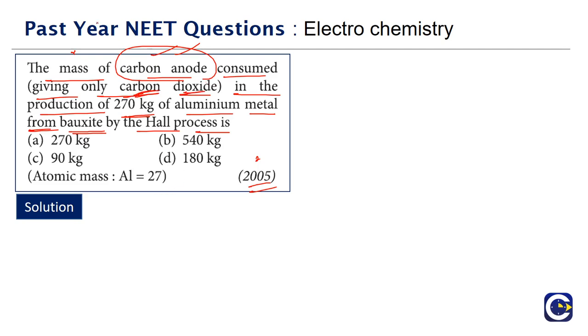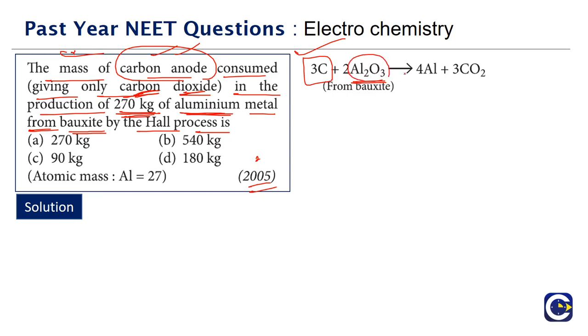Now the question is the mass of carbon anode that is going to be consumed in the process where we are getting 270 kg of aluminum metal. For this, we can take a look at the reaction that happens. The balanced equation: 3 carbon atoms plus 2 moles of alumina will give 4 aluminum atoms and 3 moles of CO2. We can see carbon atoms are balanced, aluminum atoms are balanced, and oxygen is also balanced.